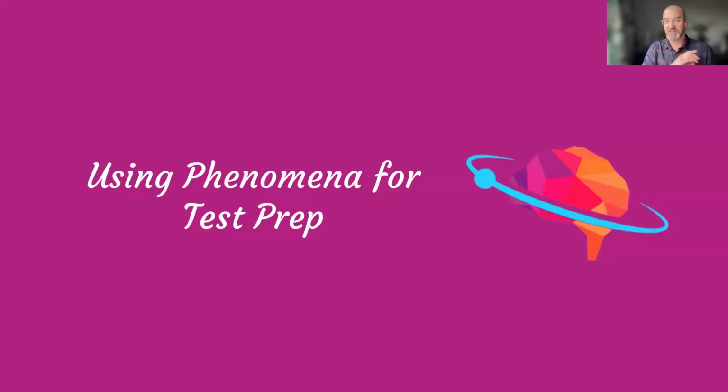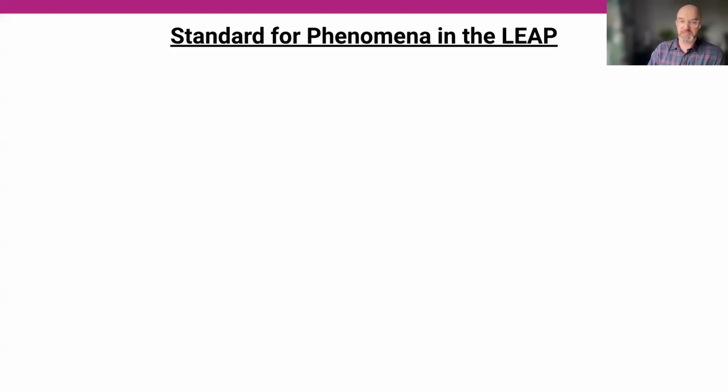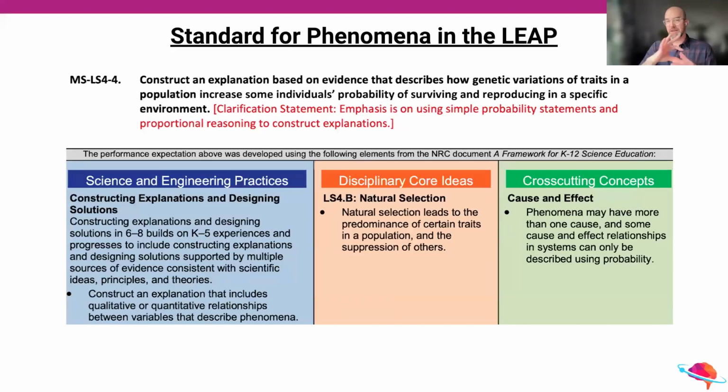But on that note, let's dive into how we might be able to use these phenomena and these items for test prep. So really specifically, again, we're going to dive into the same standard. I'm going to keep this thread running through the entire thing. So we're looking at MS-LS4-4, which is construct an explanation based on evidence that describes how genetic variations of traits in a population increase some individuals' probability of surviving and reproducing in a specific environment. So students have to use the SEP, constructing explanations.